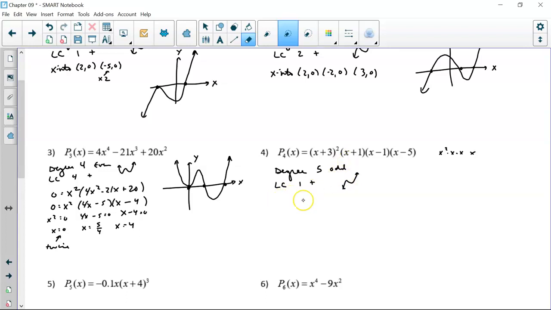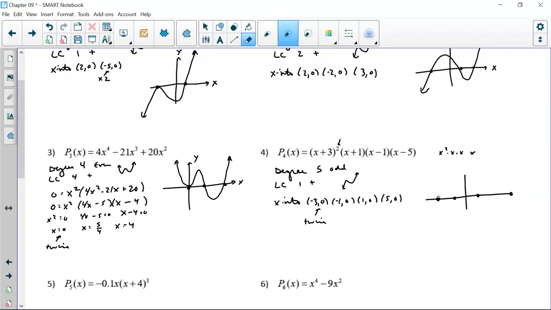So our zeros, our x-intercepts, negative 3, 0 for the first one, negative 1, 0 for the second, positive 1, 0, and positive 5, 0. Because that's squared, the first one is repeated twice. So it's going to bounce. So I've got a negative 3, a negative 1, a positive 1, and a positive 5.